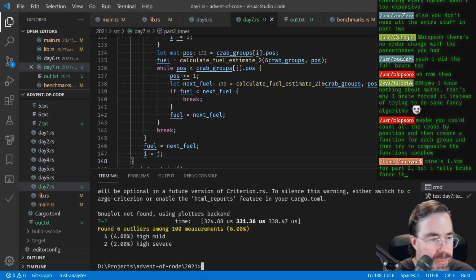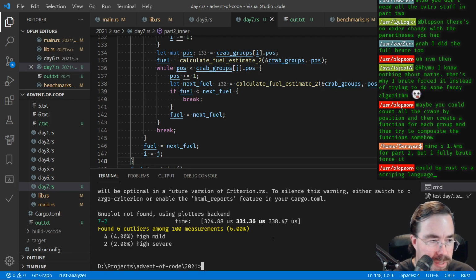1.4? Okay, so why is mine faster than yours? I brute force. Oh, you fully brute forced it. So now I don't feel so dumb. I thought I was totally dumb by brute forcing it. I thought there was some elaborate mathematical way to do it that you would obviously find and I wouldn't. Could be Rust versus scripting language? Oh, if yours is slower? No, well, Sarian and I are using Rust. The only difference is Sarian's computer's slightly faster and they don't count parsing, whereas I count the parsing.